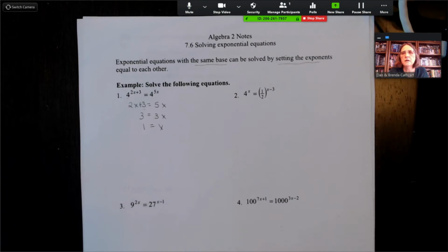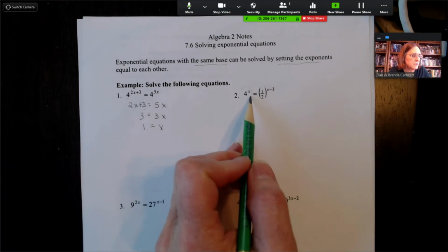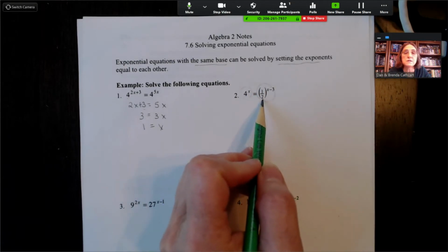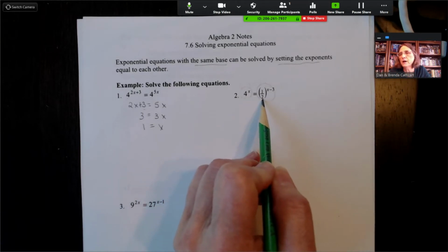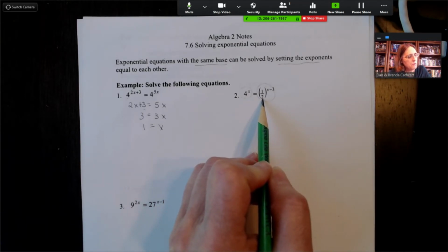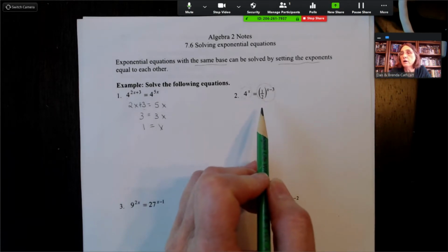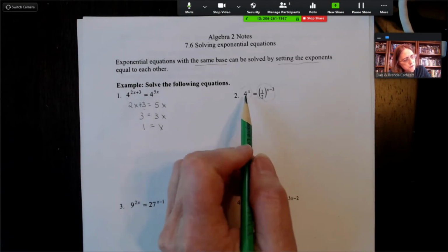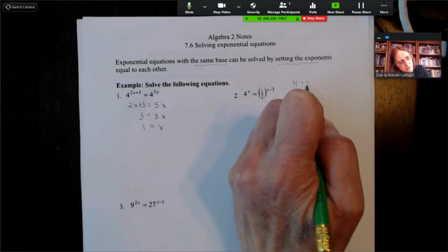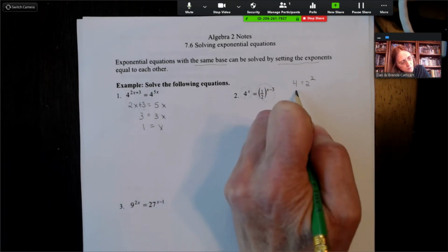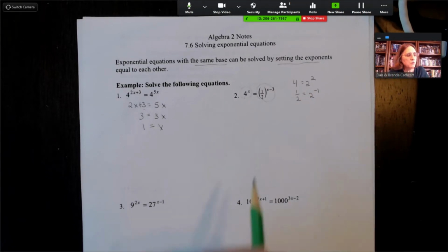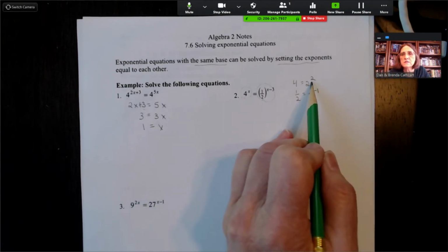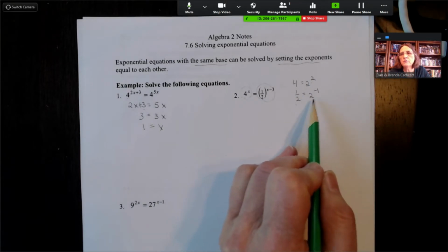In our second example, it doesn't look like the two exponential expressions have the same base. On the left side, we have a base of 4, and on the right side, we have a base of 1/2. However, both of these terms are powers of 2. For instance, 4 is 2 to the second, and 1/2 is 2 to the negative first. So I'm going to replace the 4 with 2 to the second, and the 1/2 with 2 to the negative first.